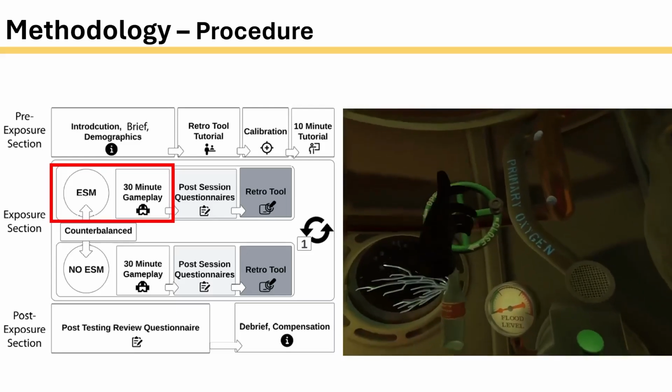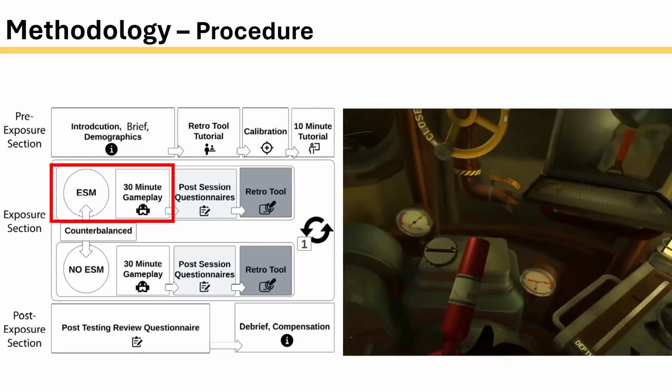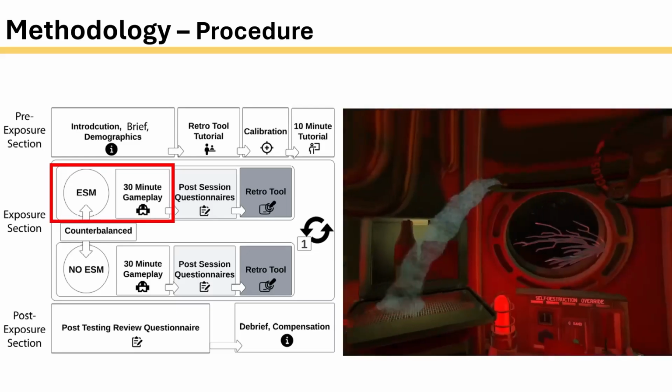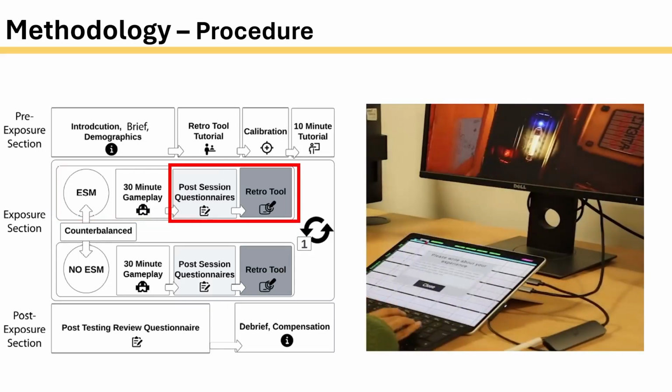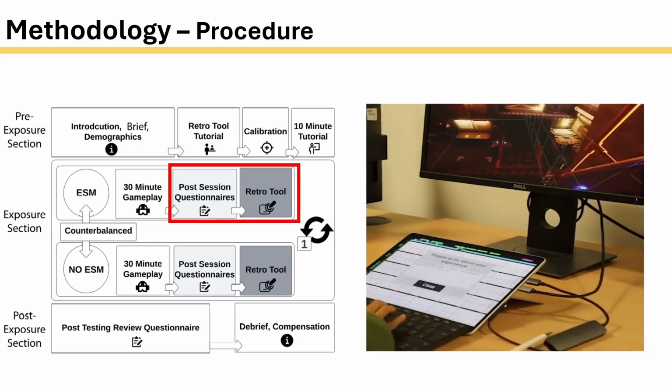7? On a scale of 0 to 10, how relaxed do you feel? 4? So those questions were administered at 5-minute intervals for the 5 emotions, so a total of 6 samples in 30-minute sessions. After the gameplay, participants exited VR, completed some post-condition measures, and then had their session with RetroSketch.